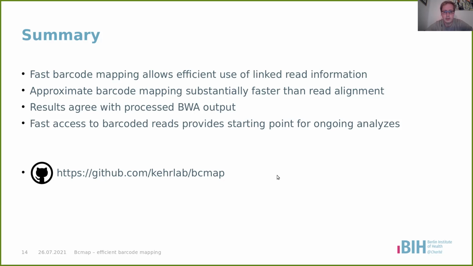So finally, we can summarize that we implemented a fast barcode mapping method, and we hope that this in the future might allow the efficient use of linked read information right from the get-go, because this would be a very early step in the data assessment. And also, as expected, the approximate barcode mapping is substantially faster than a complete read alignment. That was kind of the motivation as well. But the results still largely agree with the results of a read alignment.